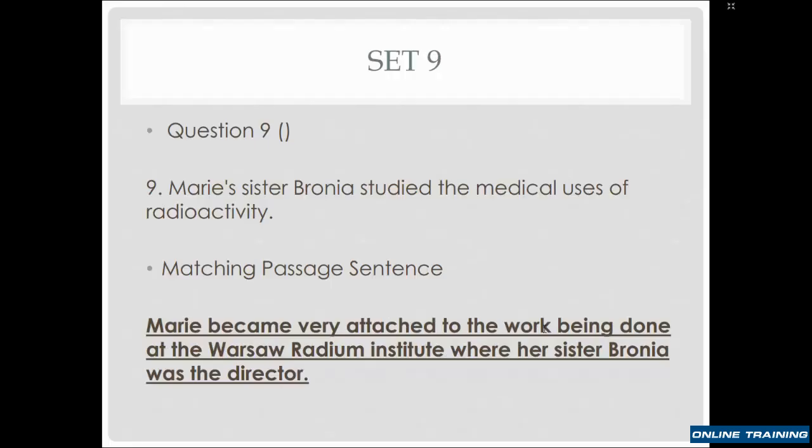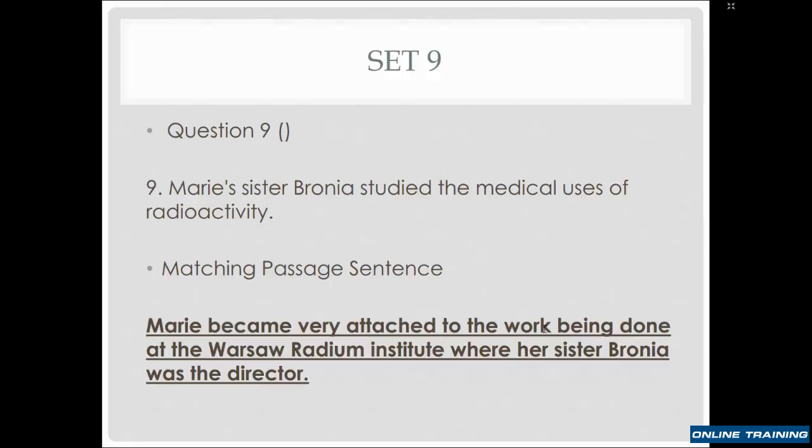Number 9. Marie's sister Branya studied the medical uses of radioactivity. And our matching passage sentence: Marie became very attached to the work being done at the Warsaw Radium Institute, where her sister Branya was the director. All right. Marie's sister Branya studied the medical uses of radioactivity. That's the question. Passage sentence: Marie became very attached to the work being done at the Warsaw Radium Institute, where her sister Branya was the director.